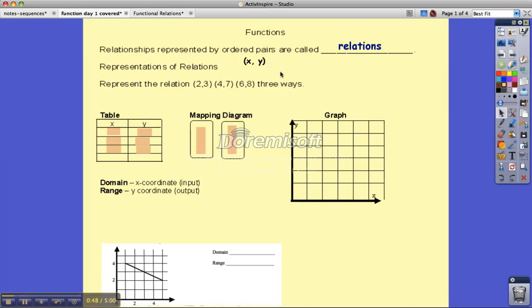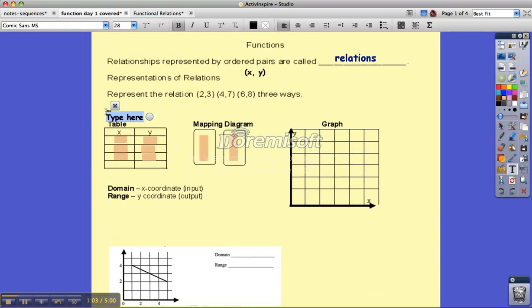Pretty simple. We have different ways that we can represent relations in algebra. And so we have this list of ordered pairs here. There's 3. You have 2, 3, 4, 7, and 6, 8. And we want to represent it 3 different ways. The first way is going to be through the use of a table. The second way is by a mapping diagram. This is the only one that's really not something that we've been doing all along. And the third way is a graph.